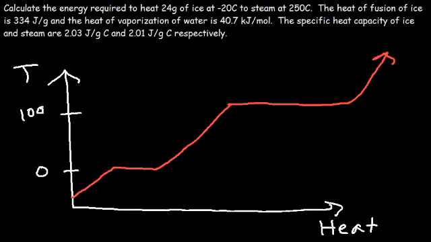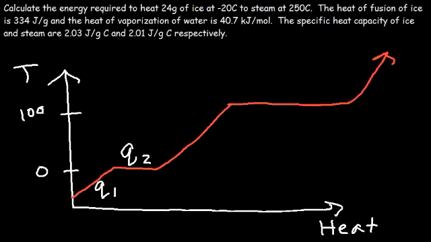In this problem, you need to realize that there's 5 different Q values that we need to calculate. Q1 is a temperature change problem. We need to find out how much heat is required to raise the temperature of ice from -20 to 0. You can't go directly from -20 to 250 because the specific heat capacity changes. It's different for ice, liquid water, and steam. So you have to break it into 5 parts.